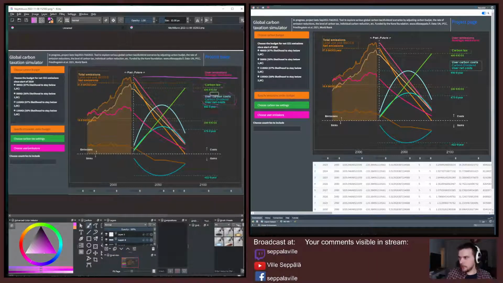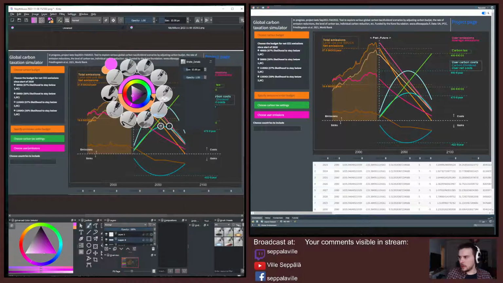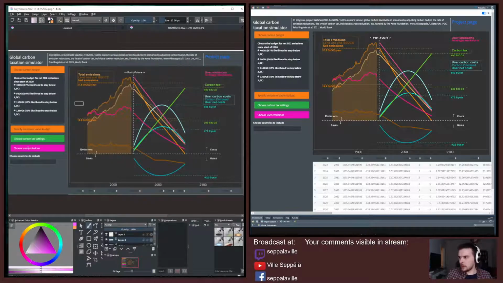What I originally had in mind was only one maximum level here, like this, and everything would be scaled based on that.